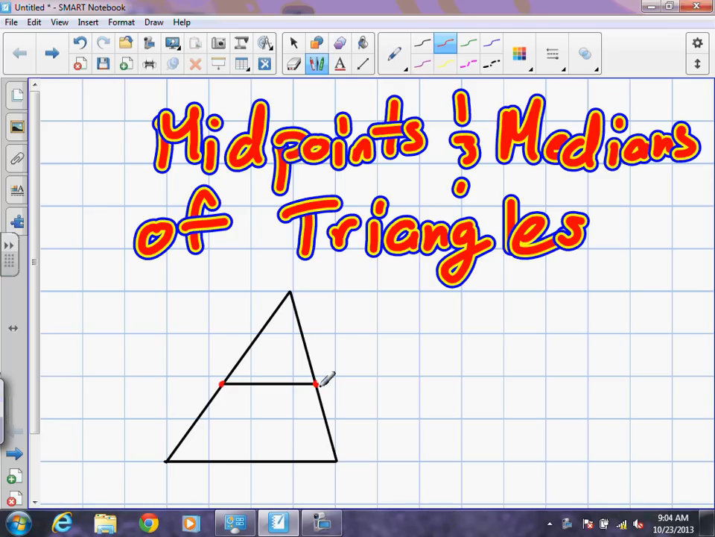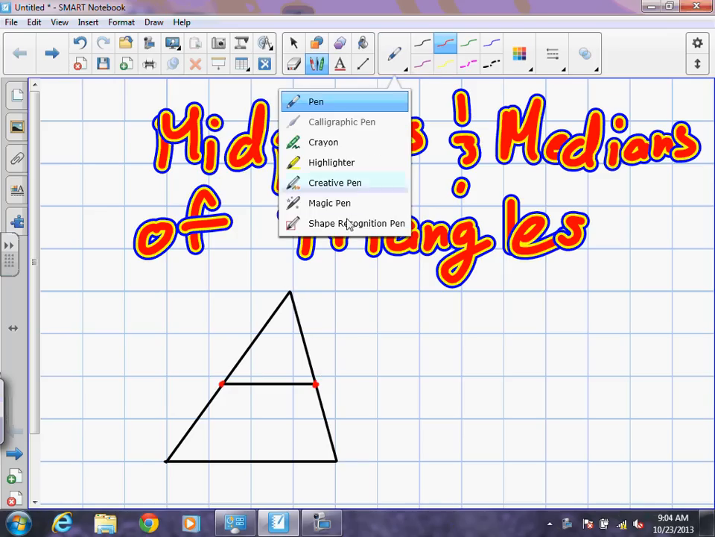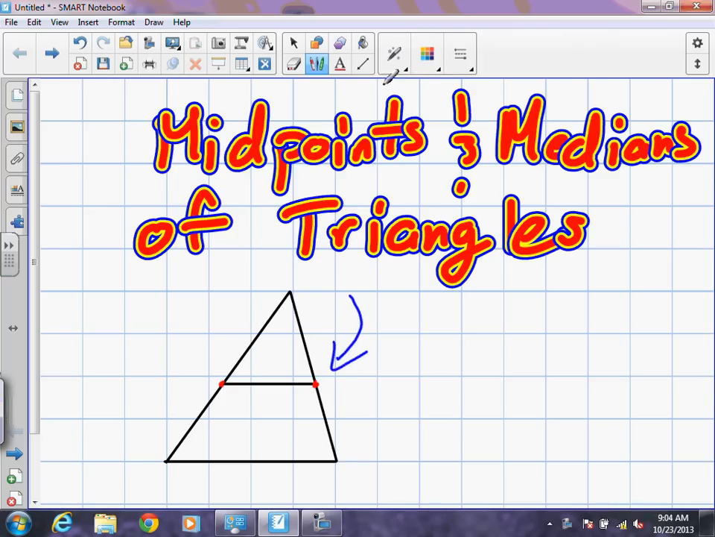So if this is the midpoint of this side of the triangle, what that means is the length of this is equal to the length of this. A midpoint, we talked about, will cut a line or a line segment in half. So this side and this are equal in length.